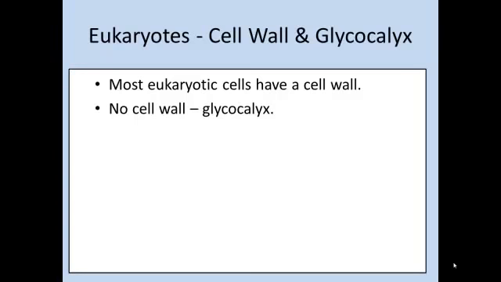Now, eukaryotic cell walls can be composed of lots of different things. Plants and algae are composed of cellulose. Some protozoa are composed of silica, glass, diatoms, and such things. They can be composed of calcium carbonate, which is kind of the same thing that your bones are made out of. Okay? But they are never composed of peptidoglycan or pseudopeptidoglycan. And fungi have chitin in their cell walls.